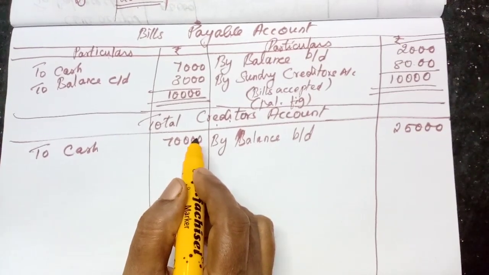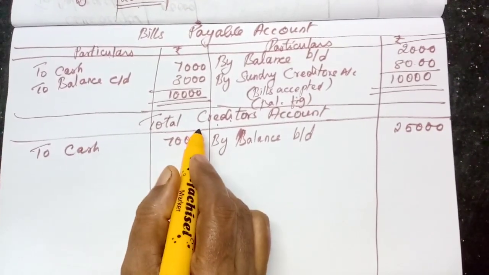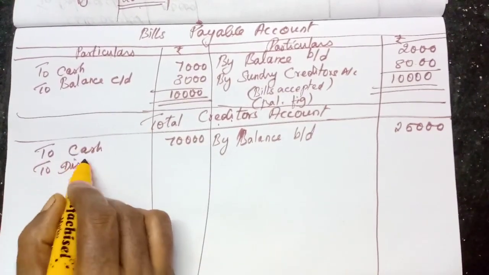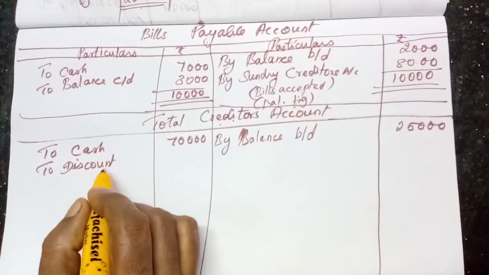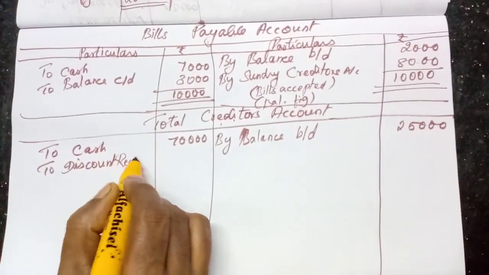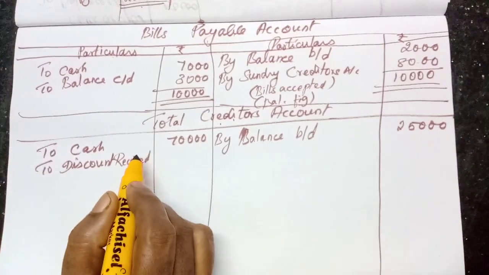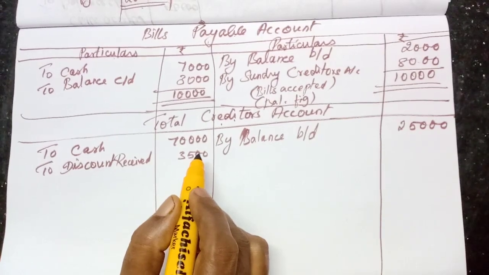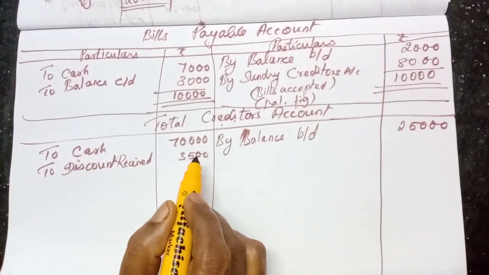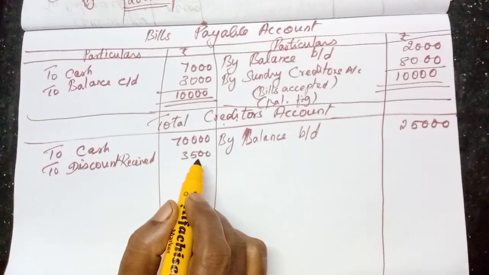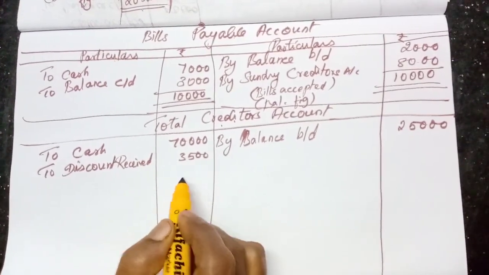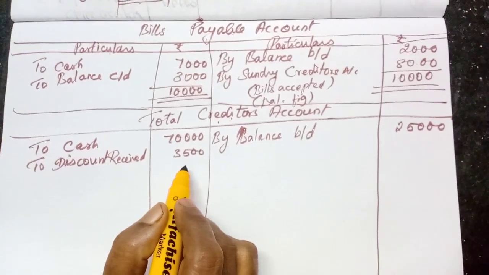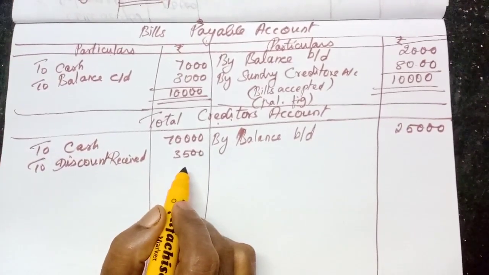Then discount allowed by suppliers. That also is related to creditors only. Creditors account debtor to discount received. I told you in that account itself we wrote discount allowed. Here we should write discount received. How much? 3,500. You have to write 3,500. Then next one, payments against bills payable. That we have written already. Cash received, bills receivable no, bills receivable dishonored no, bad debts, everything over.